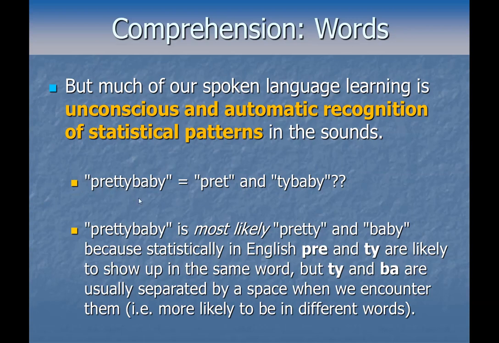Pretty shows up before a bunch of other words, not just baby, but it could be pretty person, pretty flowers, a bunch of different things. So the ty doesn't always get followed by ba, right? It's statistically less common that the ty is followed by the ba sound, whereas the pre is almost always followed by the ty or something like that. That's the idea we're talking about here.